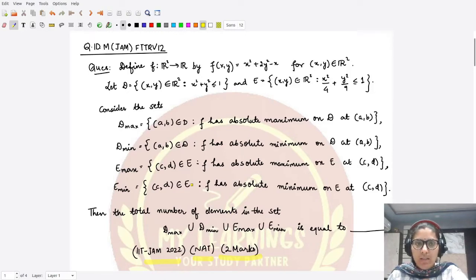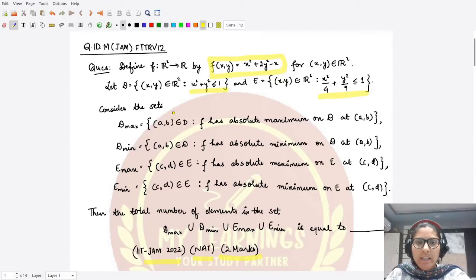Here they are saying we are given a function in 2 variables x and y. The function is given to be x square plus 2y square minus x. So this is our given function. Now you are given 2 kinds of domains. One is that of a circle, another one is that of an ellipse. These 2 domains are given to us by the names D and E.